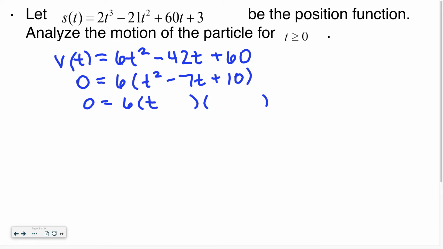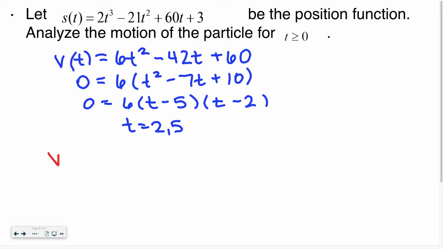Which factors to t minus 5 times t minus 2. Okay. So we have critical points at 2 and 5. It is possible for you to get negative values for t in which our velocity would be negative. Those really aren't going to matter because we're really talking about time from 0 on. Okay? So let's throw these on a number line.